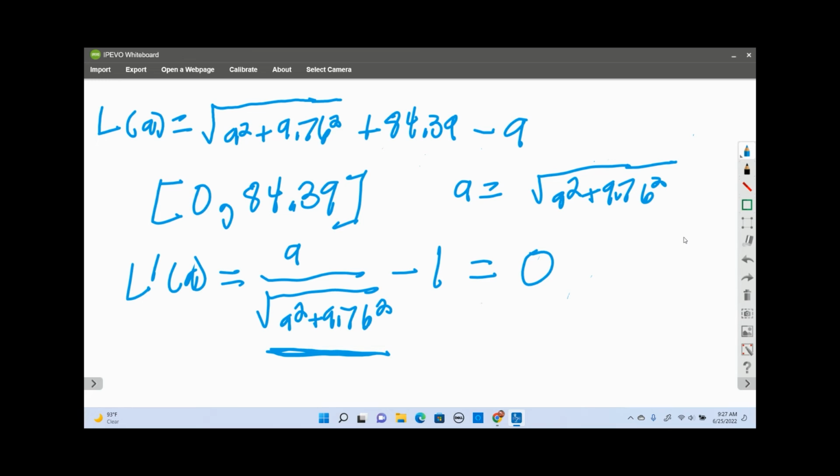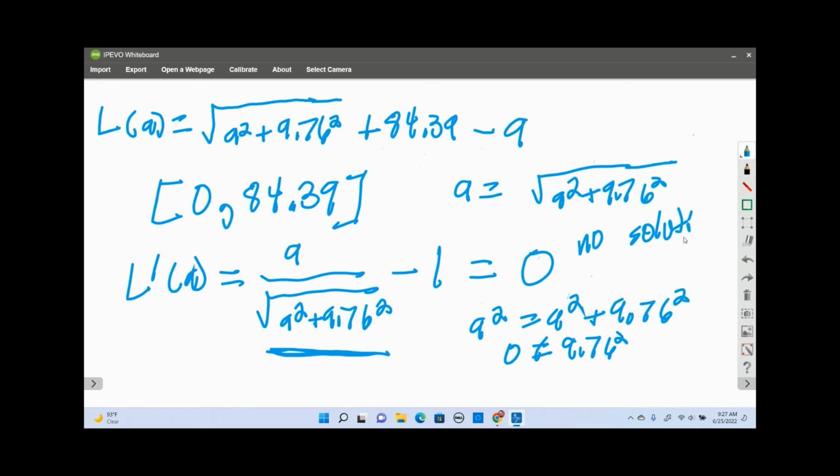And if you just square both sides, you'll get that A squared equals A squared plus 9.76 squared. And there's no such value of A that will solve this. If you subtract A squared from both sides, you'll get 0 equals 9.76 squared, but 0 doesn't equal that. So this one has no solution. So there are no critical points to this function.